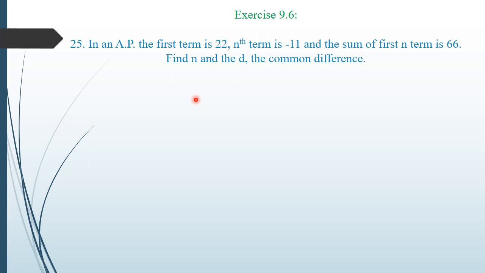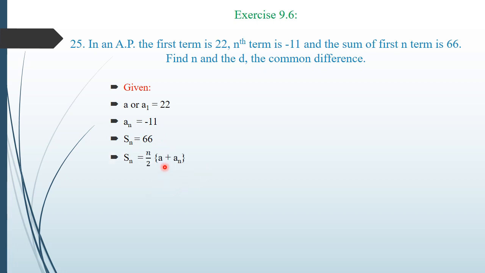Next question is question number 25. In an AP, the first term is 22 and the nth term is minus 11, and the sum of first n terms is 66. Find n and the d, the common difference. Again, this question number 25 is exactly the same as question number 24. So we'll solve this with the same method. First, we'll note down the given data: a is equal to 22 and the nth term is given to us, an is equal to minus 11, and the sum up to this nth term is equal to 66.